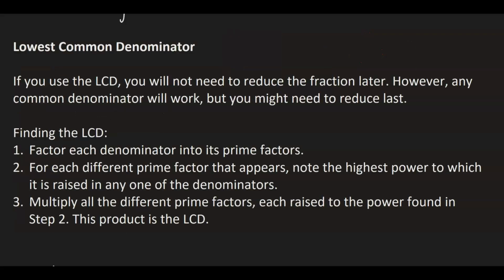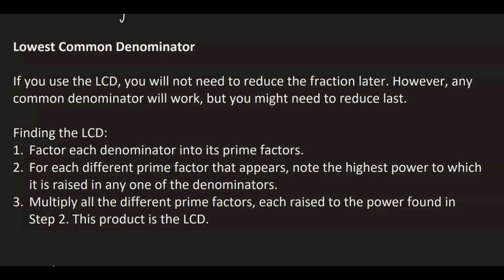Now, if we do not have common denominators, we need to find a common denominator. And we can always find common denominators by multiplying the denominators together. However, it is helpful, especially with algebraic expressions, to use the lowest common denominator. So here is a procedure for finding the lowest common denominator. If you use the lowest common denominator, you will not need to reduce the fraction later. So that's the benefit of finding the lowest first. If you do not use it, then there's likely you will need to reduce at the end.